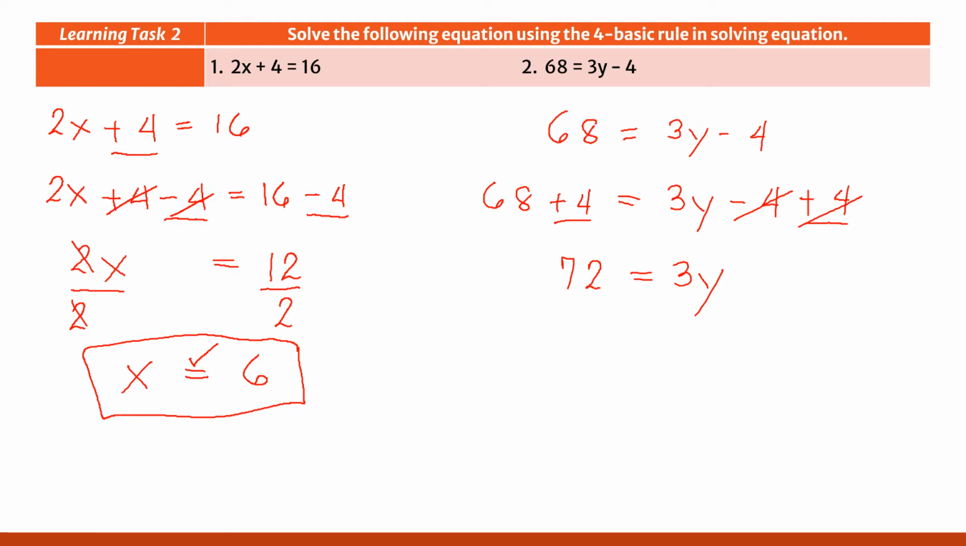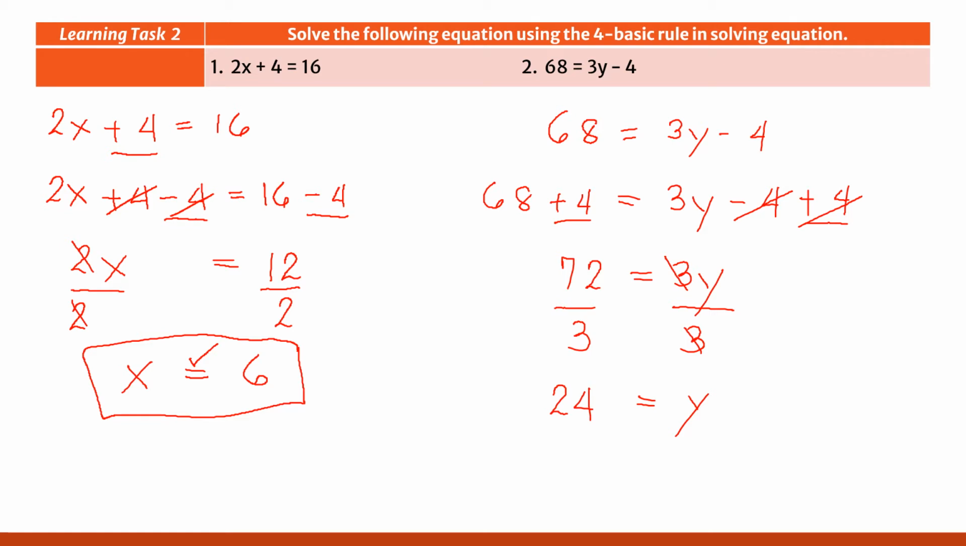Now, in this equation, ang numerical coefficient ng y ay 3. So to remove this numerical coefficient 3 of y, i-divide natin yung equation sa 3. So, yung kabila, i-divide natin sa 3. So, time to cancel 3. Okay? Ano ang natira? Siyempre pa, y na lang. And pag dinivide natin yung 72 divided by 3, well, the answer is 24.